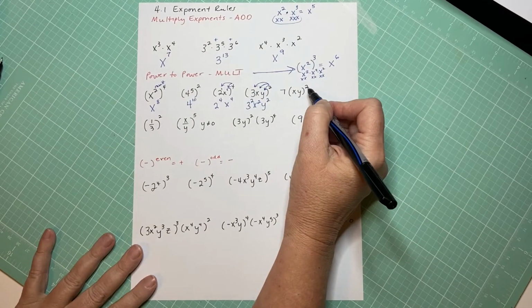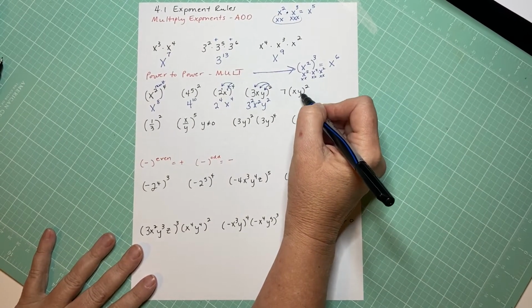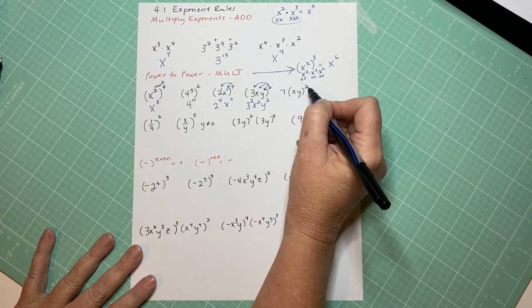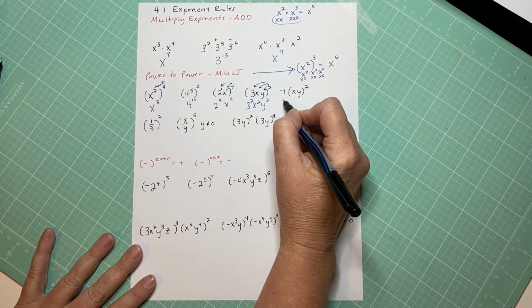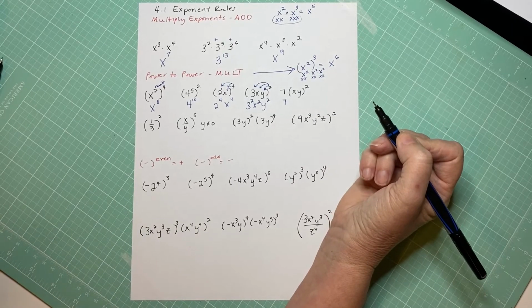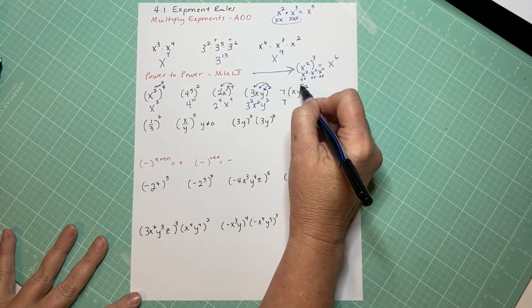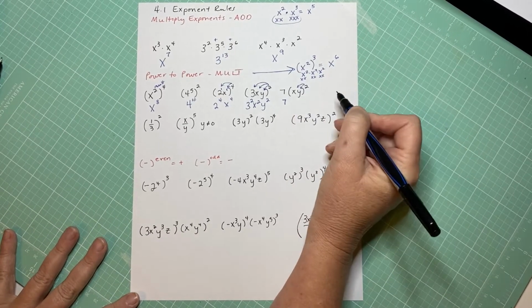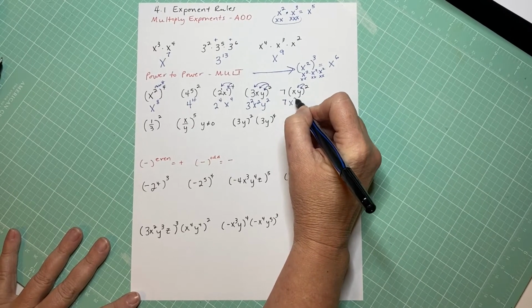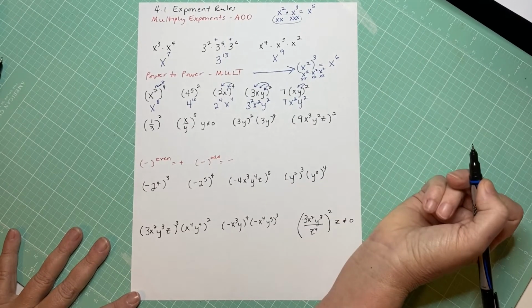Now this next one, the 2 only goes to this x and y because that's in parentheses to the second power. This 7 is just going to come down. So since it's out by itself, the 2 doesn't go to that. The 2 just goes to the x and y. So the 7 comes down, and then it's x to the 2, y to the 2.